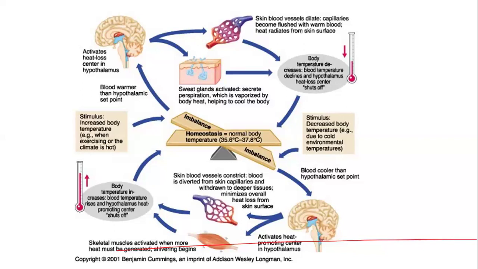While all that is happening, the detector keeps monitoring whether we have achieved the reference point, or the set point. Once the set point has been achieved, you'll notice the sweating will reduce, and the blood capillary network will constrict and go back to normal. Then the whole heat loss center will be shut off, and the heat loss center is what we find in the hypothalamus.